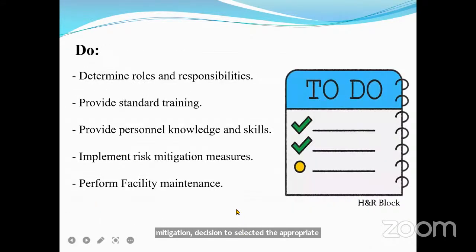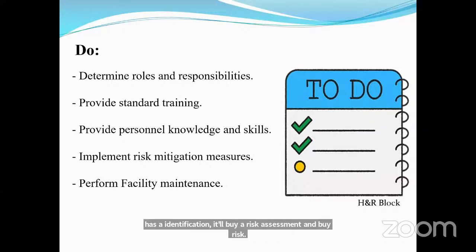We come now to the second stage: do. Determine roles and responsibilities, provide standard training. The biorisk manual has to have safe work practices, good standard operating procedures, and competences. Provide personnel knowledge and skills, hazard coverage, hazard identification, biorisk assessment, and biorisk control.